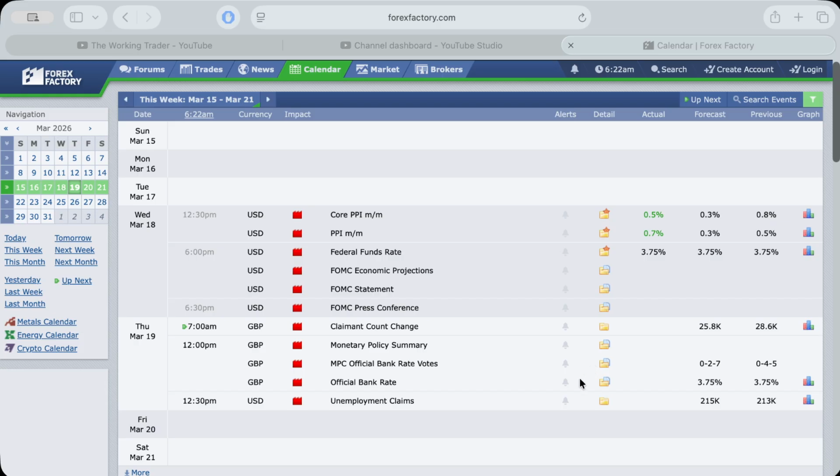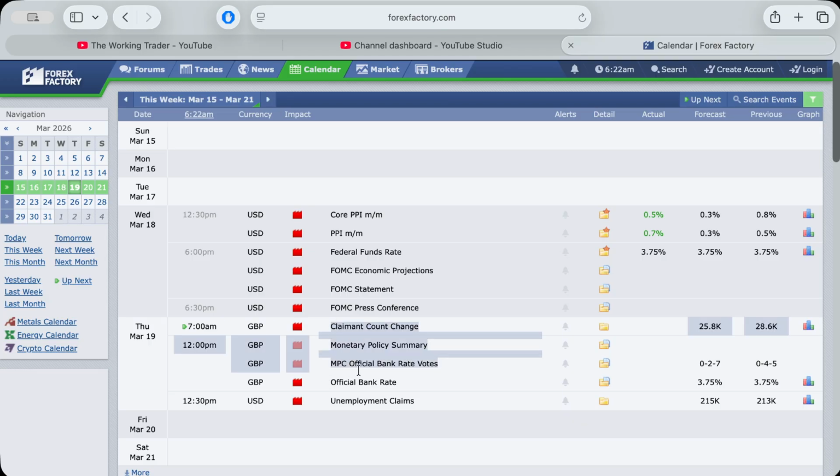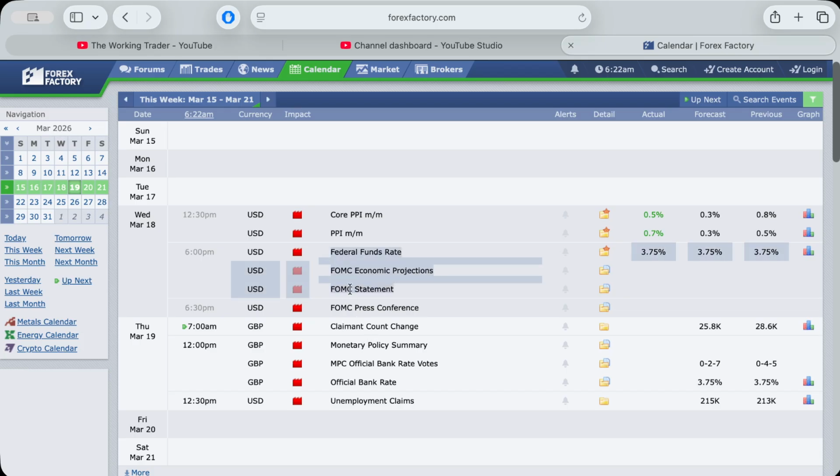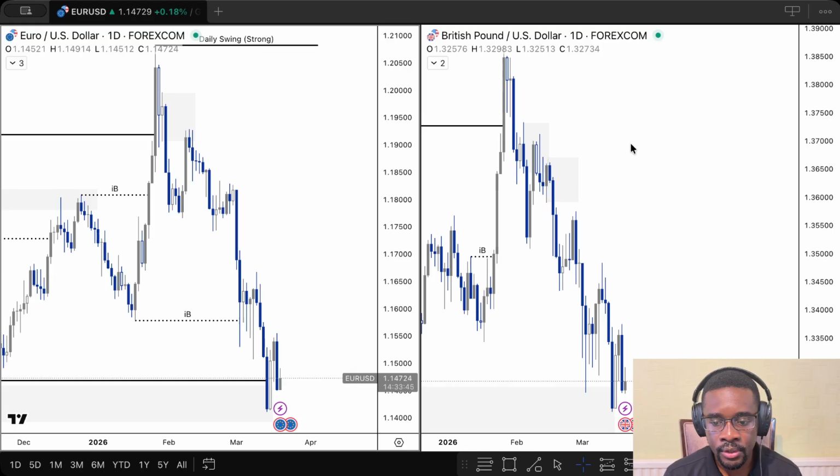So, jumping right into Forex Factory. Today is Thursday, and today we have news for the pound. We have the claimant count change, then the monetary policy summary, then the MPC, and then the official bank rate. So this is what we have today. For the pound yesterday, it was FOMC and core PPI for the US dollar. So let's look at the chart and see what happened and what we can expect going forward today.